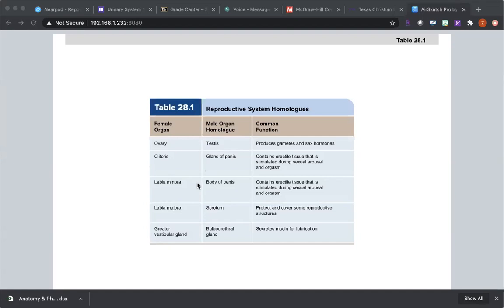Actually, let me see if I can find that image. Okay, where is it? So like right here, okay?